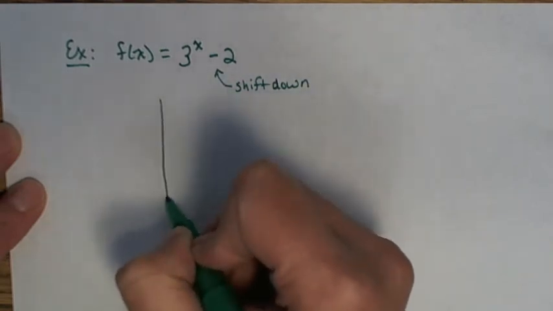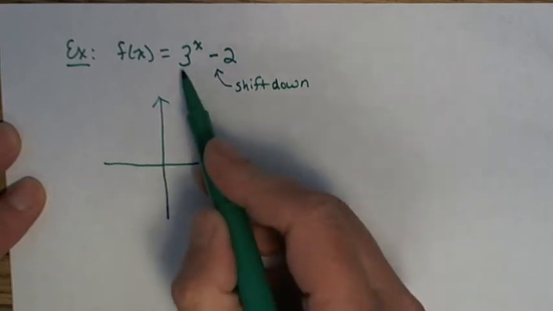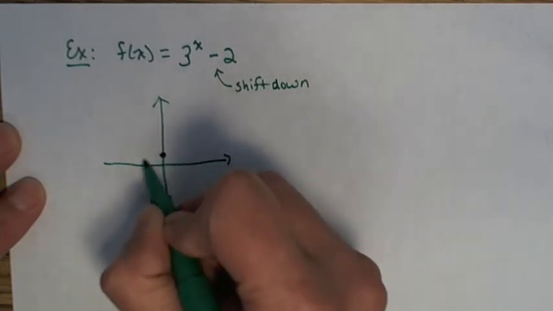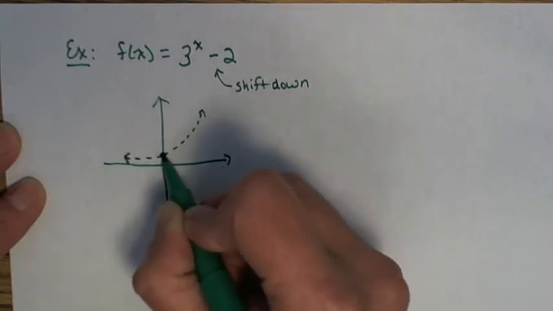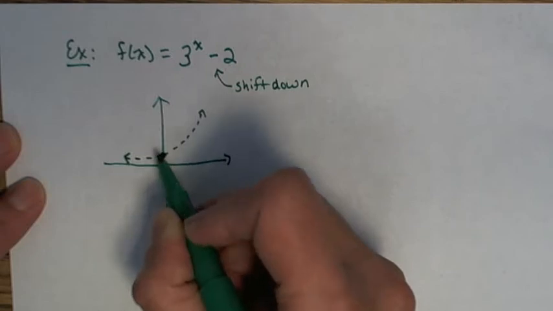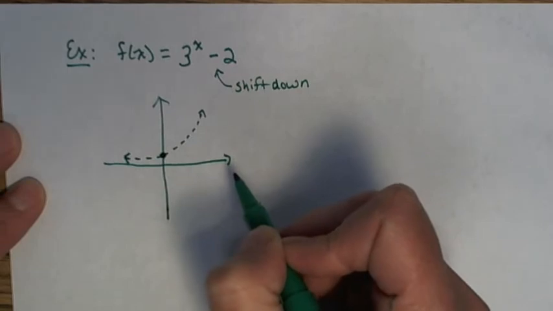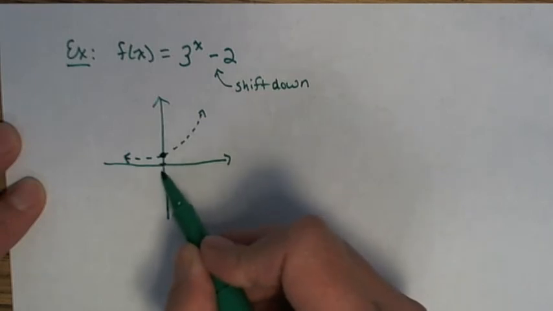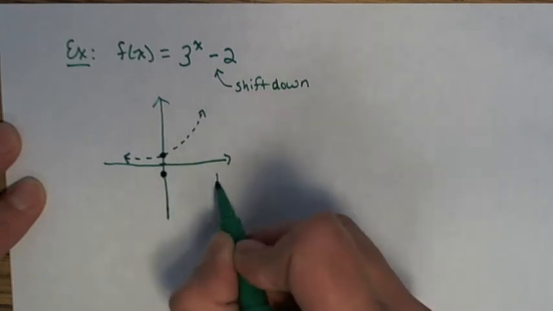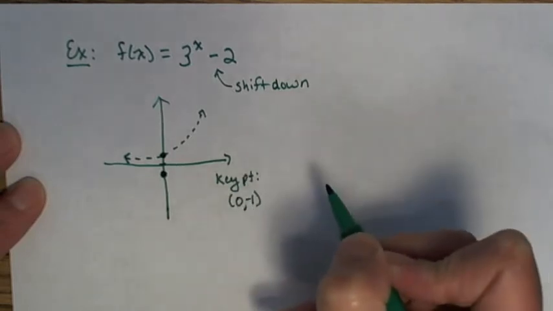So I'm going to start by sketching in my basic function here. And again, my basic function for the exponential function here is 3 to the x. So I know that the basic shape it takes on is this shape right here. Again, it has a key point of 0, 1, and it has an arc that goes through it that doesn't cross the x-axis. Now, I'm going to start with a key point and I'm going to shift it down 2 units. So it's going to end up here at 0, negative 1. So your key point is at 0, negative 1.